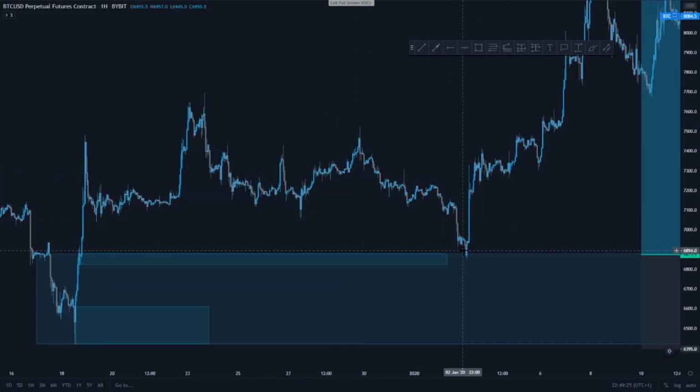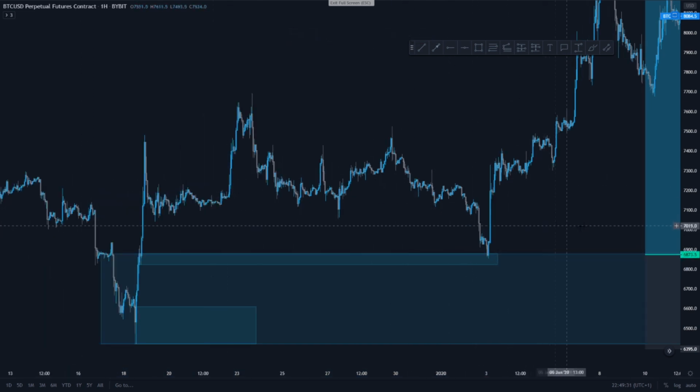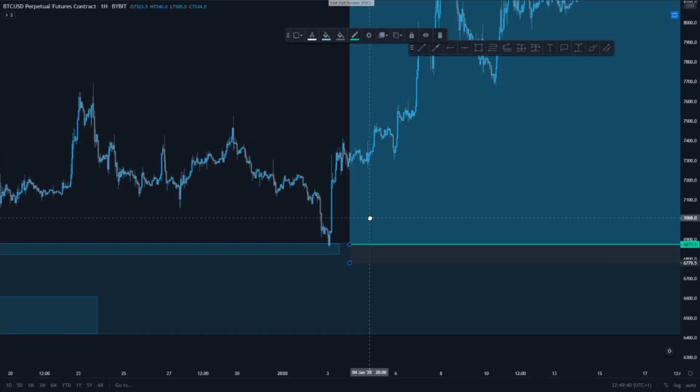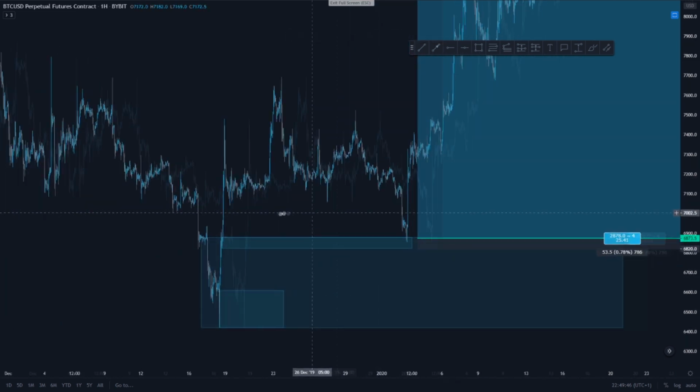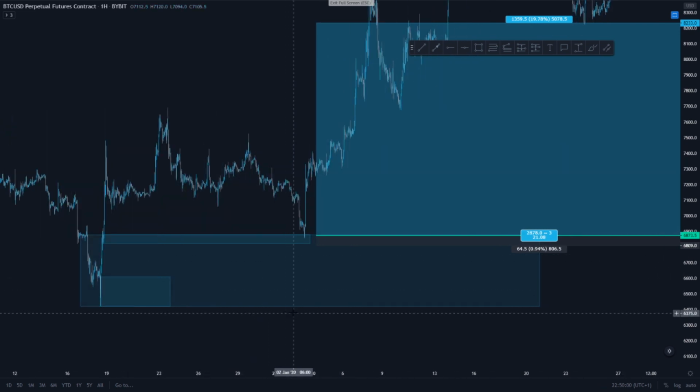And then when the price reached this demand zone, I posted the trade actually shortly before it, and my entry was 6,875 and my stop was a bit less than 1%, something like this. Yes, giving this nice 21R trade.